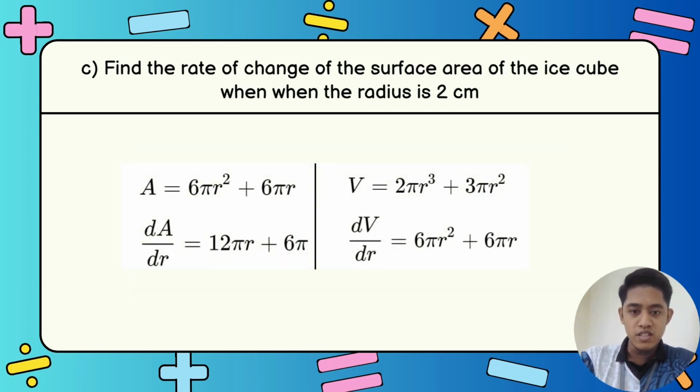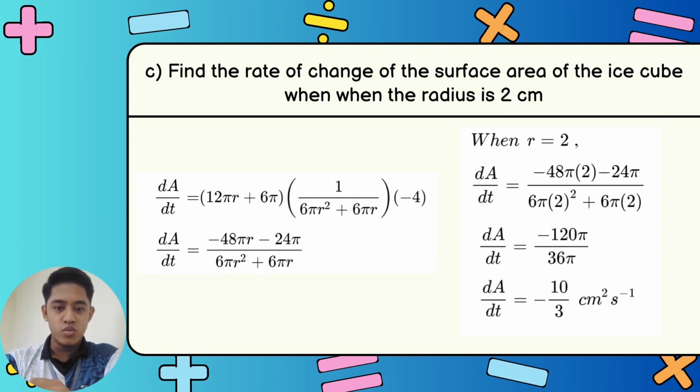So, from the question before, we have the area, which is 6πr² plus 6πr. So we need to differentiate A. So dA/dr, we will get 12πr plus 6π. Next, we also need to differentiate V, and we will get dV/dr equal to 6πr² plus 6πr.